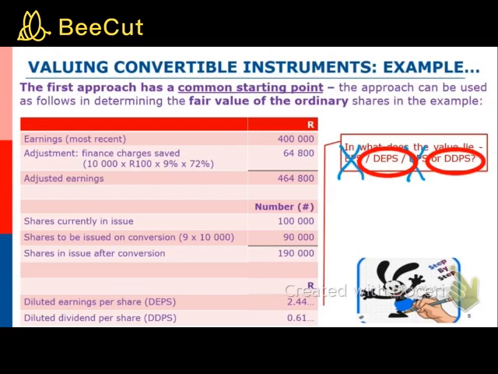So the 464,800, as I said, divided by the 190,000 gives me that R2.44. And as I mentioned to you earlier, that divided by 4 gives us the diluted dividend per share. And we will be interested in both of those indicators when we get to the valuation shortly.